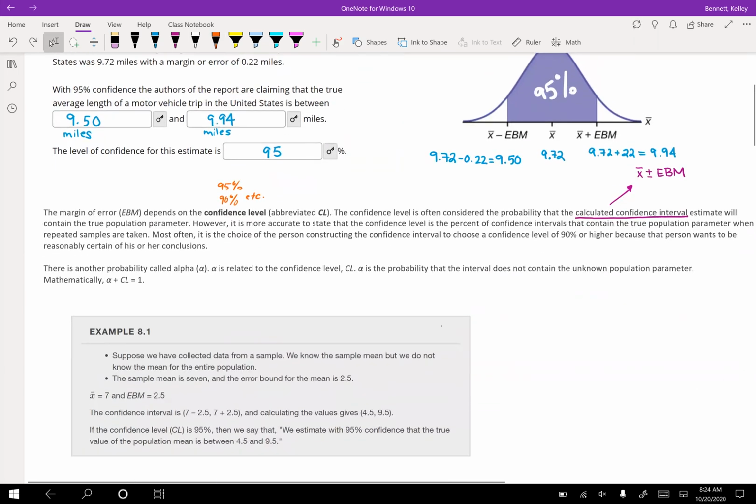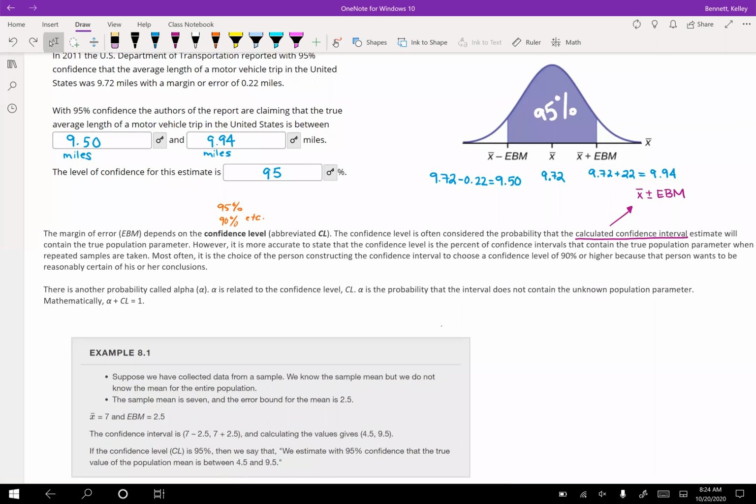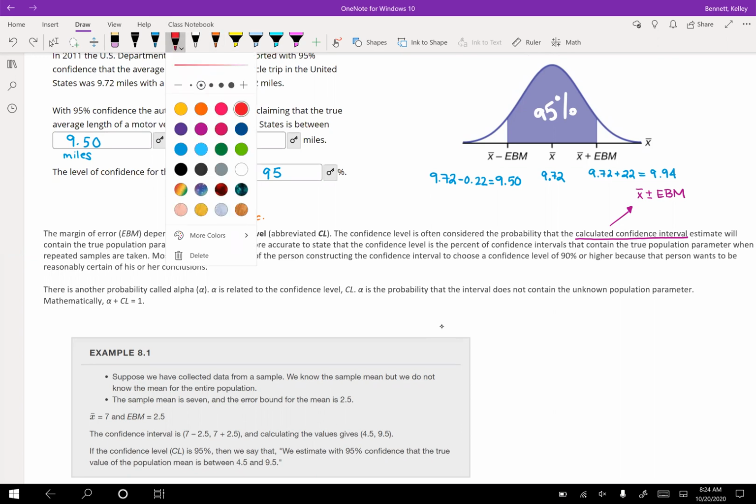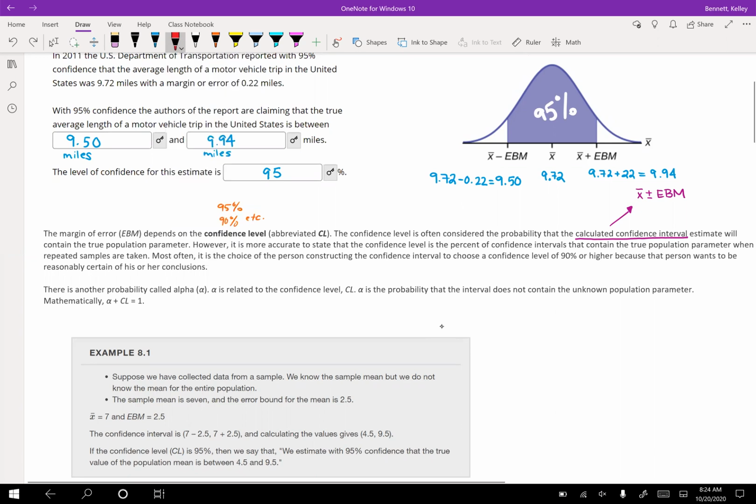So the next thing we have to talk about is this alpha issue. When we have a 95% confidence interval like we just saw, what that means is that if this is 95% in the interior, centered at the mean or the point estimate X bar, then I have 2.5% in the right tail and 2.5% in my left tail.